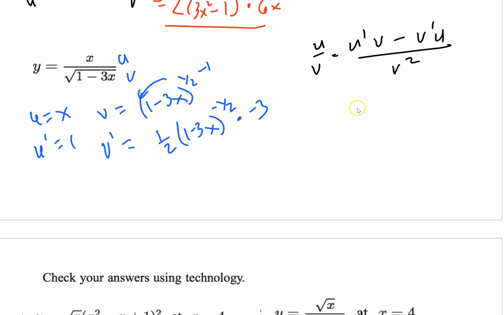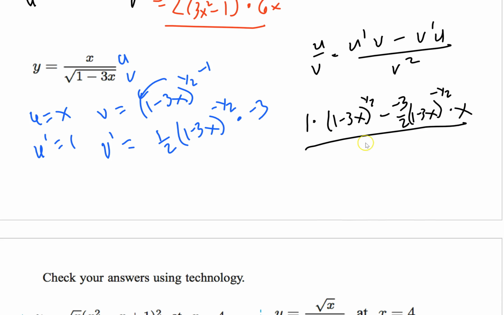Right, so if I was going to plug this in, u is 1, how lucky. V is 1 minus 3x to the 1/2, sorry, I almost looked at this. Minus v prime, so I'm going to come out a little bit for space. Negative 3/2, 1 minus 3x to the negative 1/2, times u, which is x, all over the bottom squared. So again, unless they specifically ask you to simplify it, you can leave it like that. You can simplify a little bit, like these cancel out, but nothing much. I'm just going to leave it like that though.